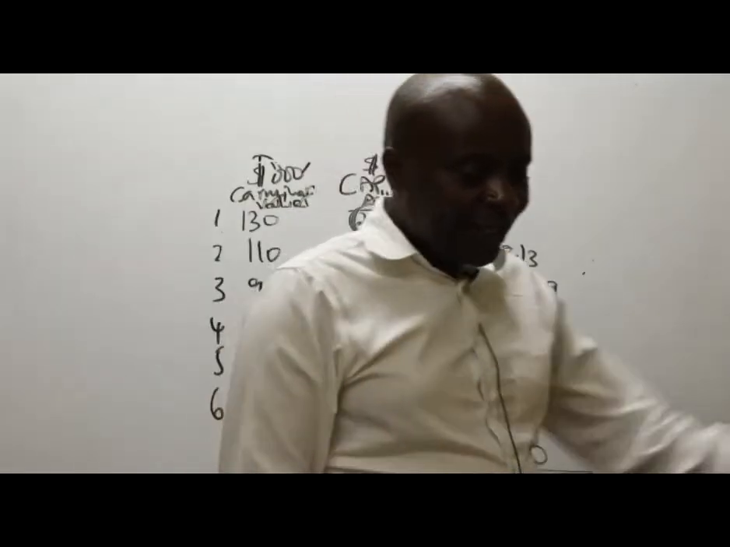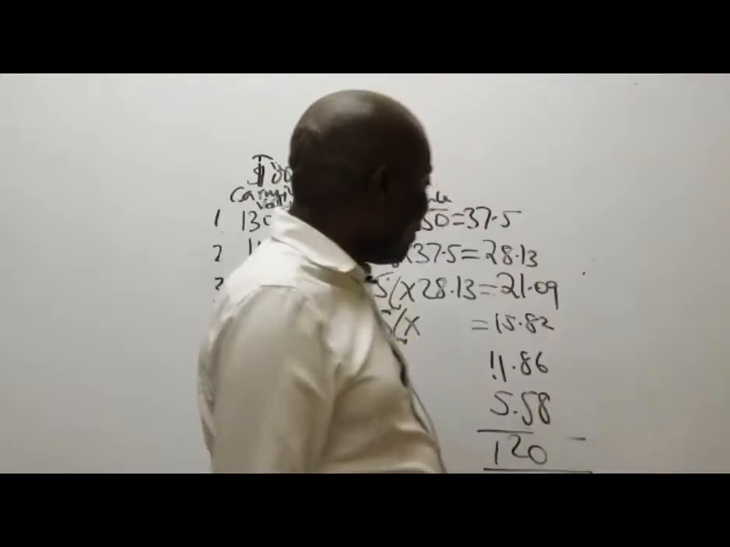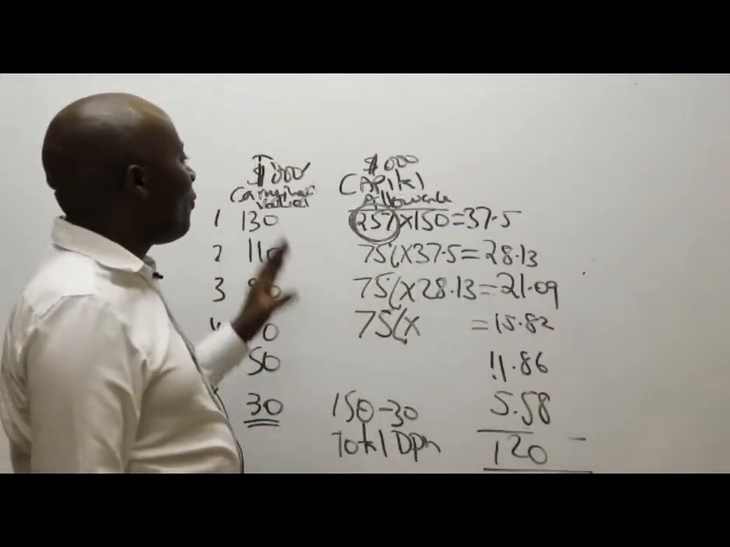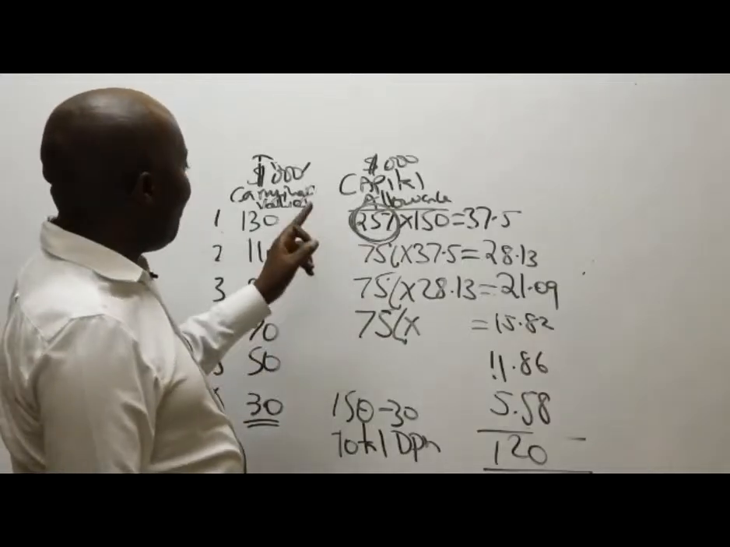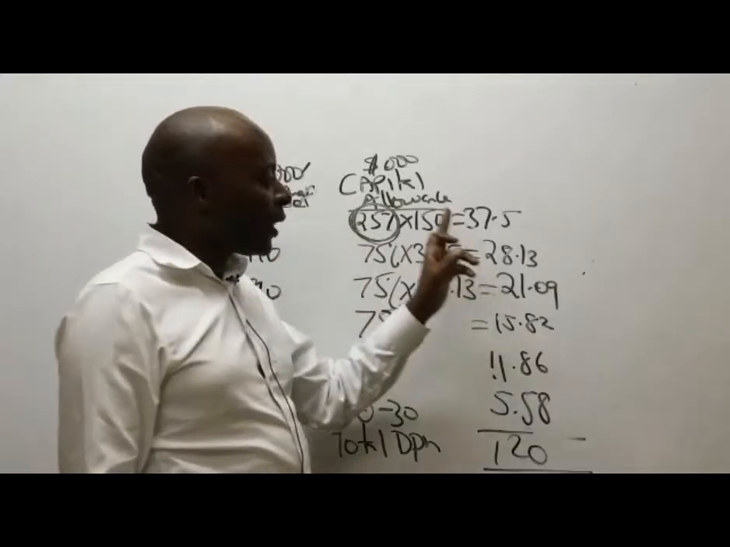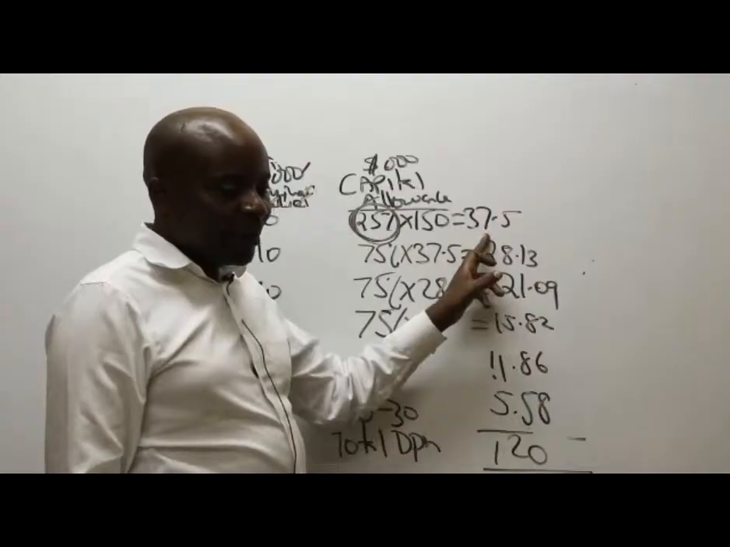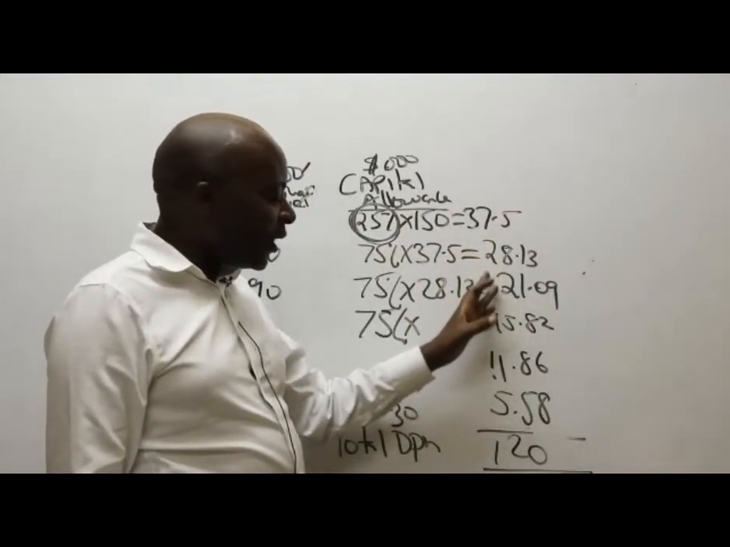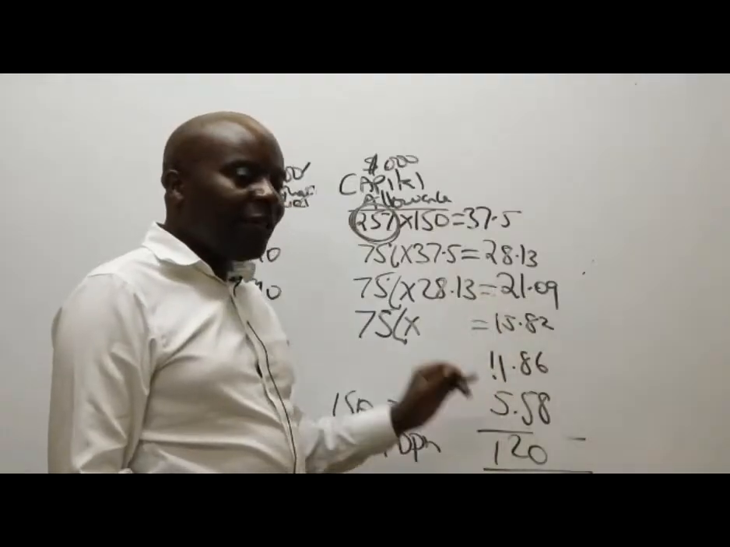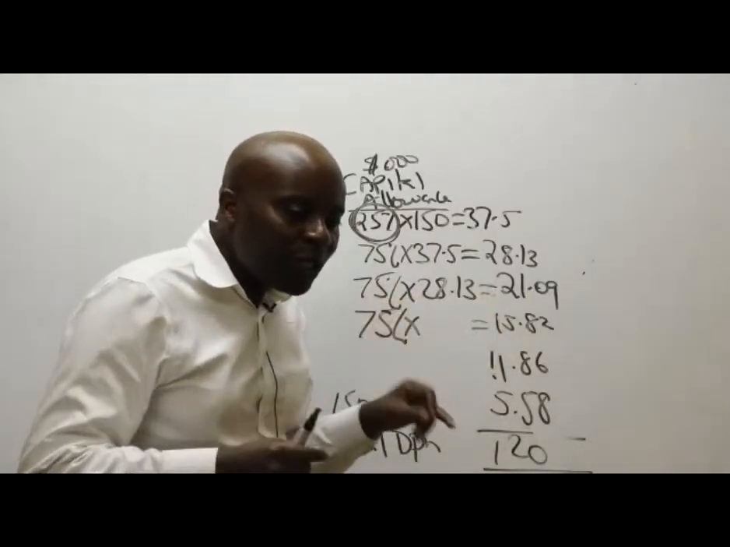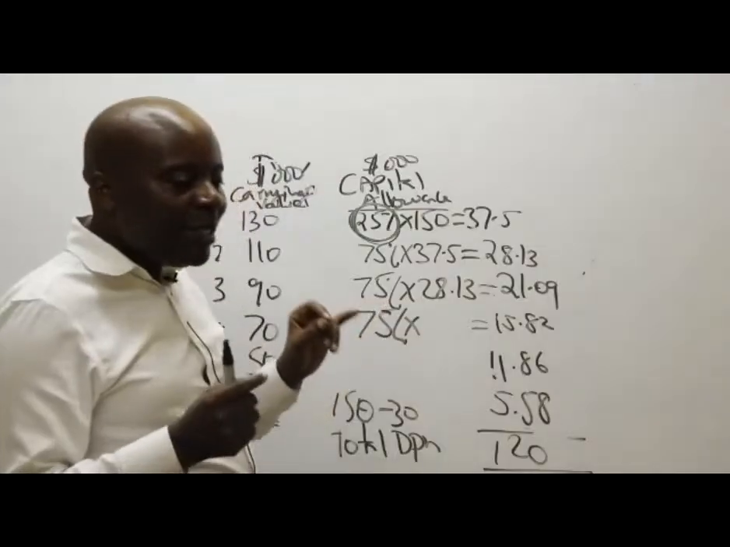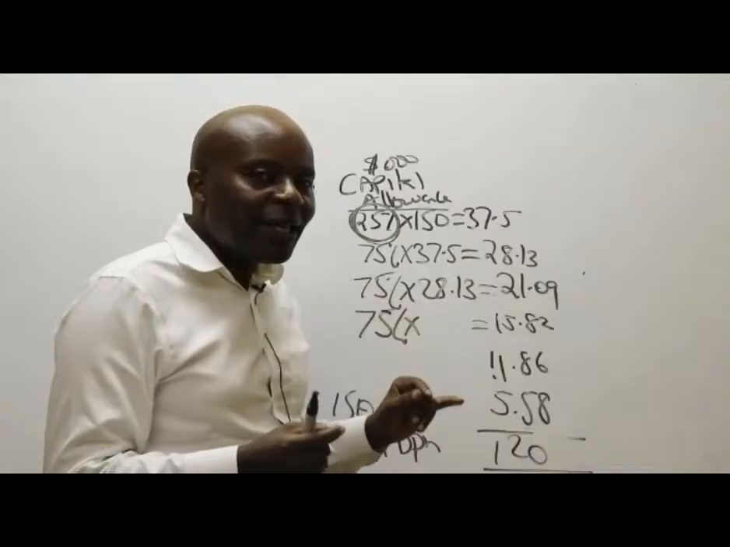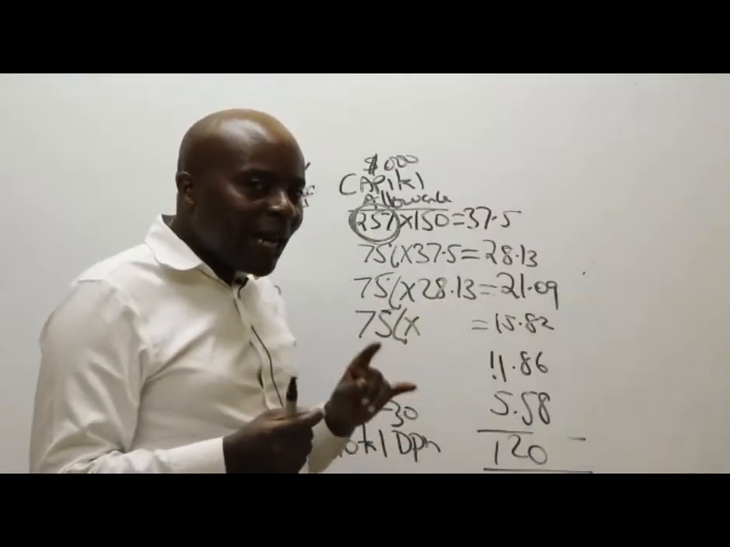Okay. Now, ladies and gentlemen, listen to me very well. Remember what we've said. In terms of value lost, here we are measuring value lost in year 1, which is 37.5. Value lost in year 2, 28.13. Value lost in the last year is always what Mr. Owino teaches you, which he calls the balancing charge or balancing allowance.